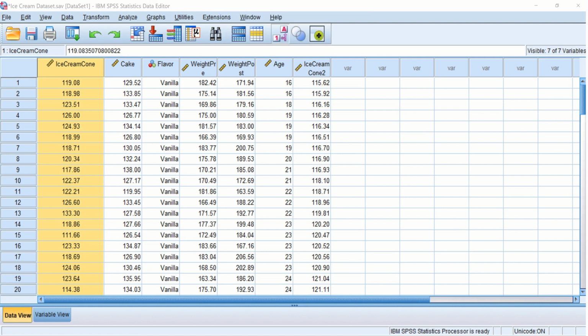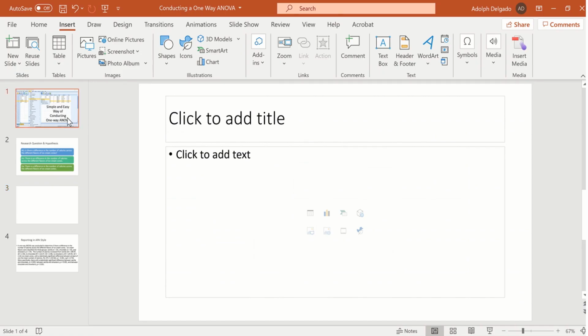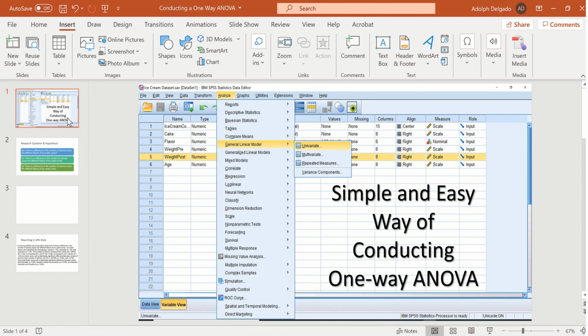Welcome back. Today we will be talking about how to conduct a one-way ANOVA. A one-way ANOVA uses one factor across a dependent variable. More specifically, that one factor needs to have at least two or more categories with a dependent variable that's interval or ratio.